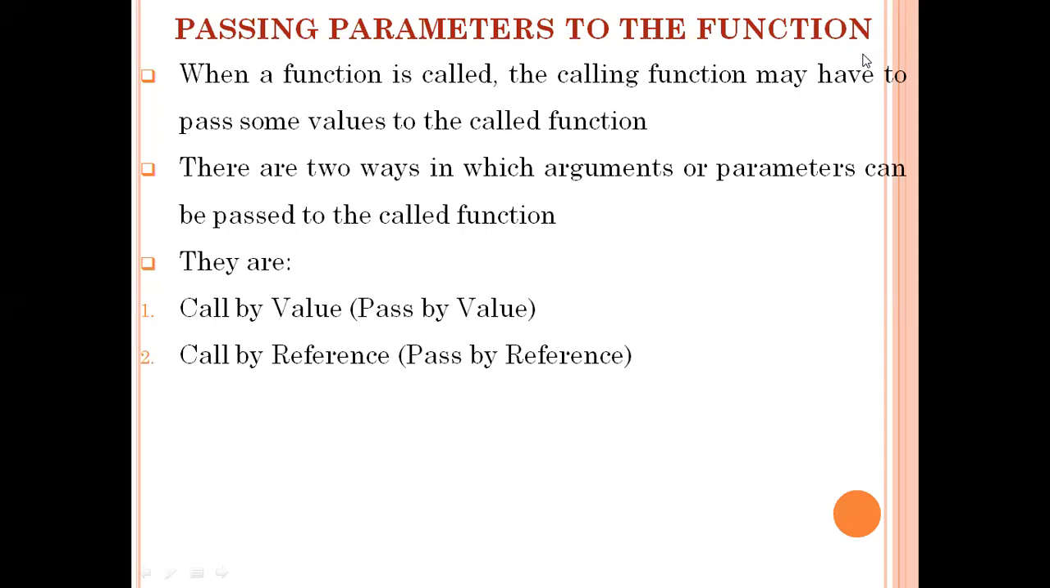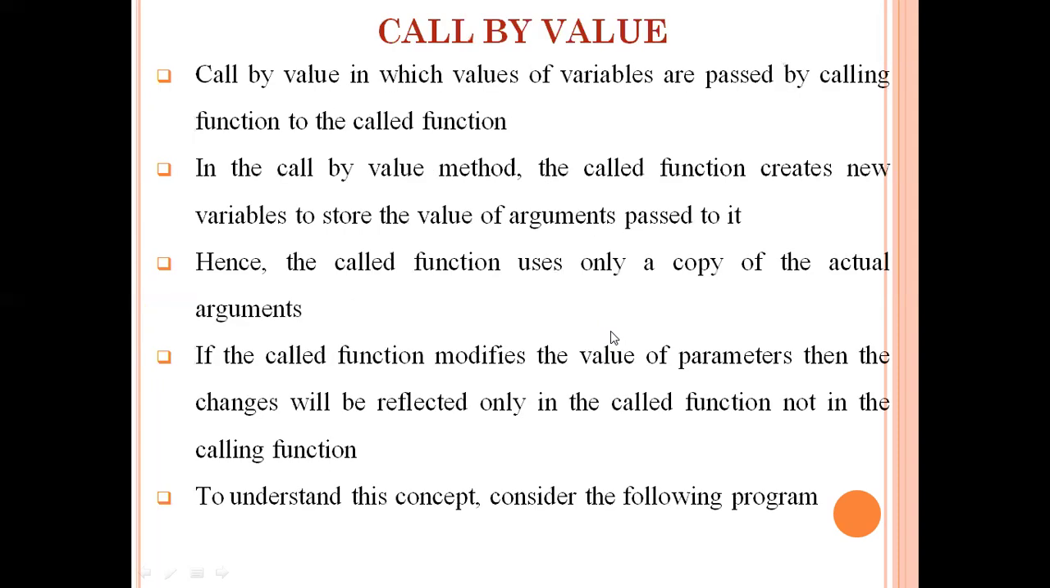Okay. In the last video itself, we have already seen what is call by value. That is, what are the two methods to pass parameters or arguments to the called function by the calling function. The two ways are call by value or pass by value, and call by reference or pass by reference. So let us see the first one in detail, call by value.